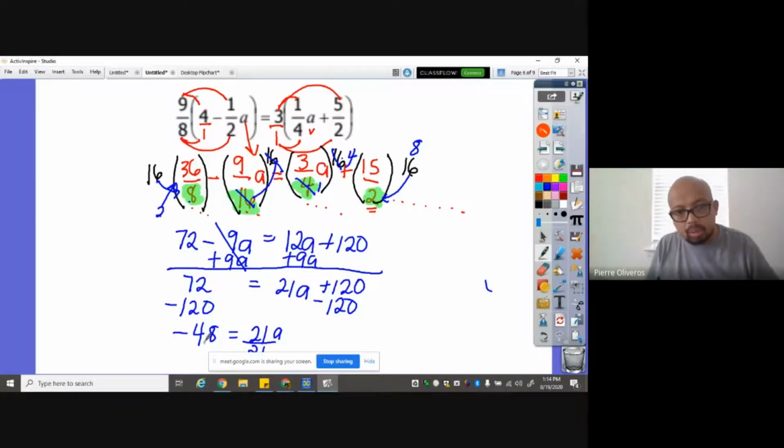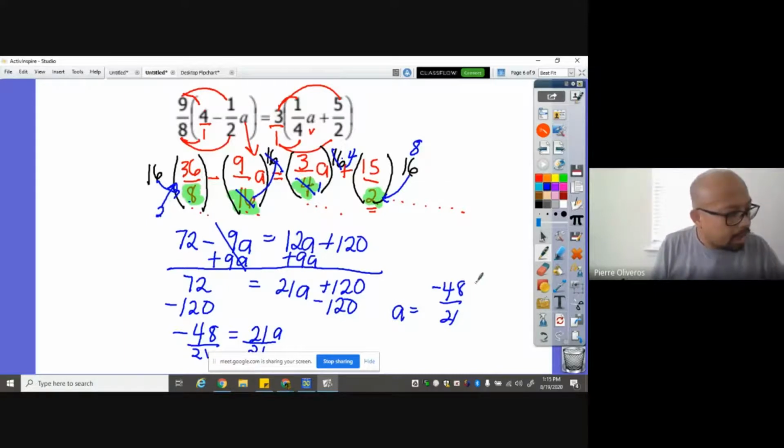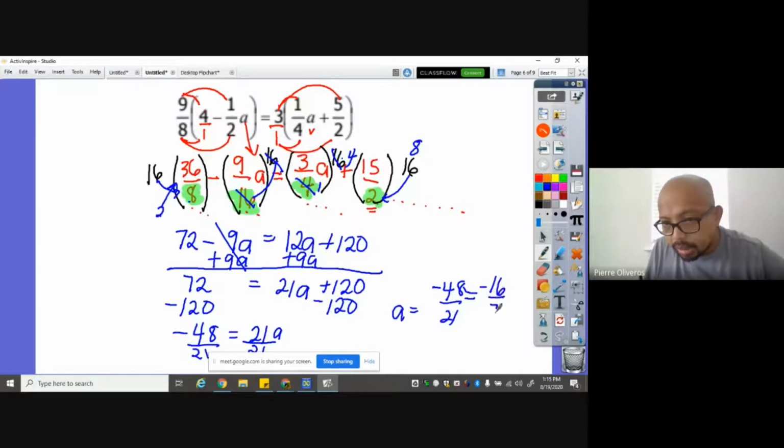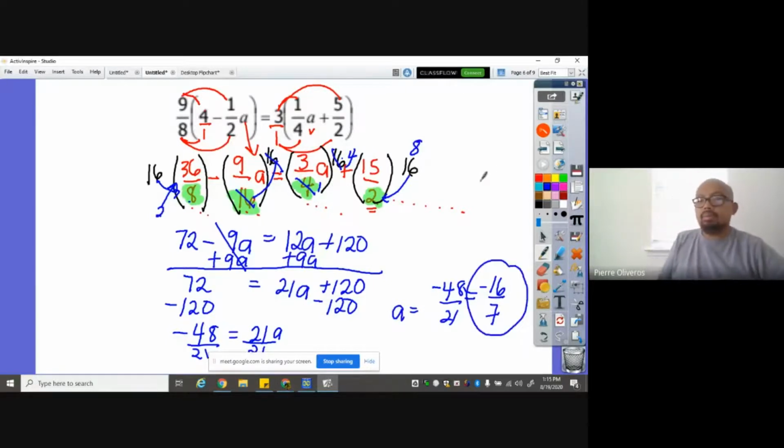Divide everything by 21, and we can have a decimal here, 2.2 something, or a is equal to negative 48 over 21. They're all divisible by 3. This will be negative 16 over 7. That's how you solve a linear equation, okay?